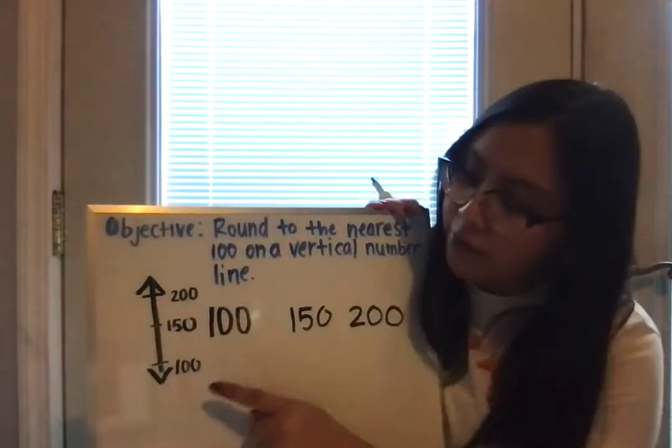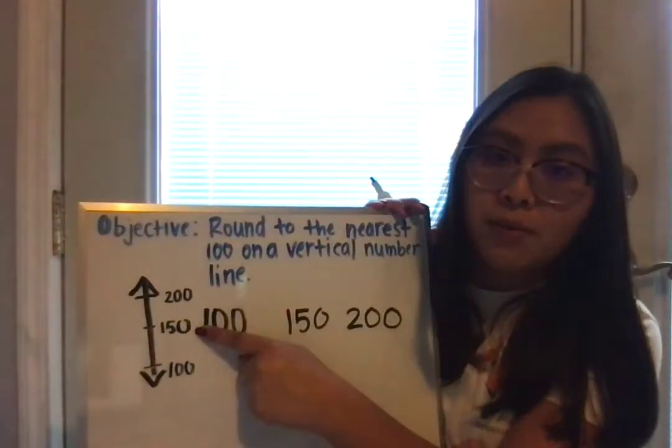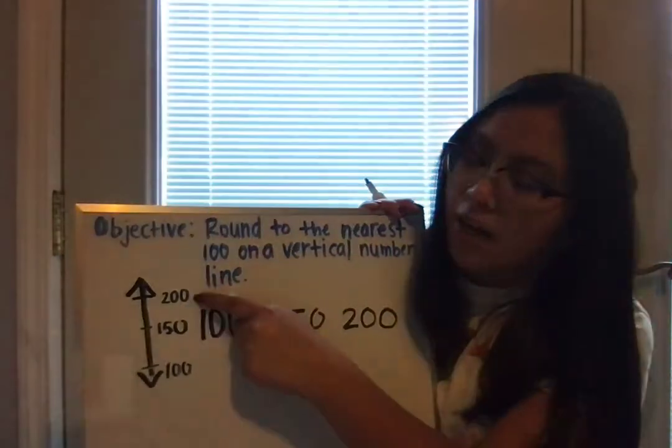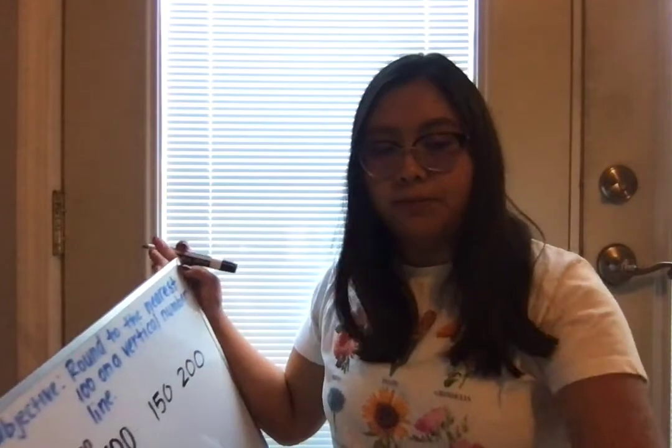So on a number line, we would make sure we start at 100 with a tick mark. We would end at 200 with a tick mark, and our halfway point would be 150. So our number line should look something like this. Our starting point would be 100, our halfway point would be 150, and our end point would be 200. Good, so let's try another one.